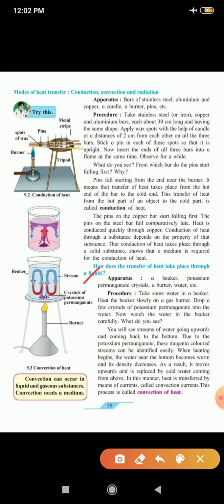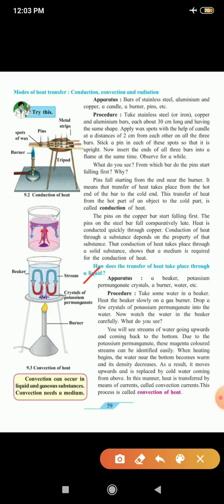Procedure. Take some water in a beaker. In the picture you can see. Heat the beaker slowly on a gas burner. Drop a few crystals of potassium permanganate into the water. Now watch the water in the beaker carefully. What do you see? You will see streams of water going upwards and coming back to the bottom. Due to the potassium permanganate, these magenta colored streams can be identified easily.